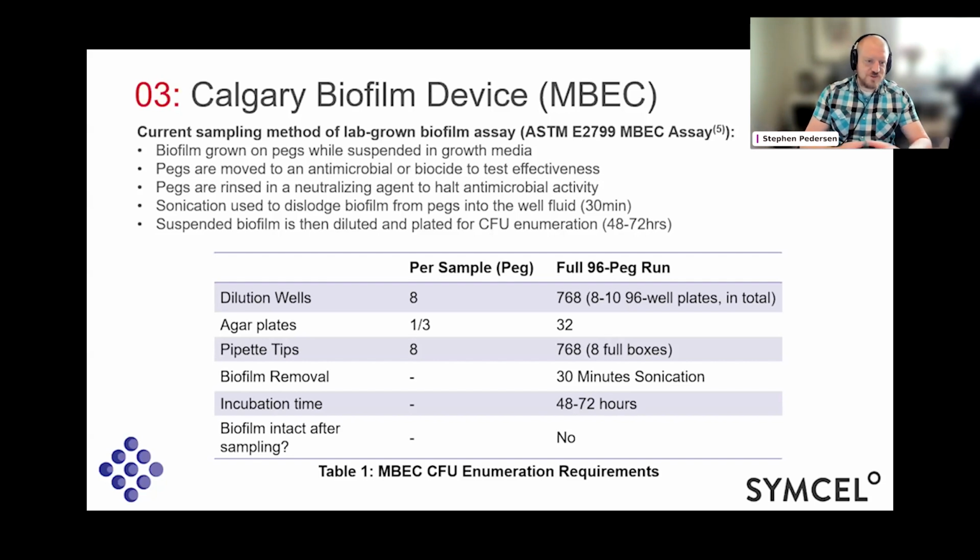This table is just to kind of visualize some of the numbers involved here. A full 96 peg run takes 768 dilution wells, or 8 to 10 96 well plates, depending on how you're doing it. It will take about 32 agar plates, doing drip plating for enumeration. 768 pipette tips, or 8 full boxes of pipette tips that have to be refilled and go through all the autoclaving steps, all of that.